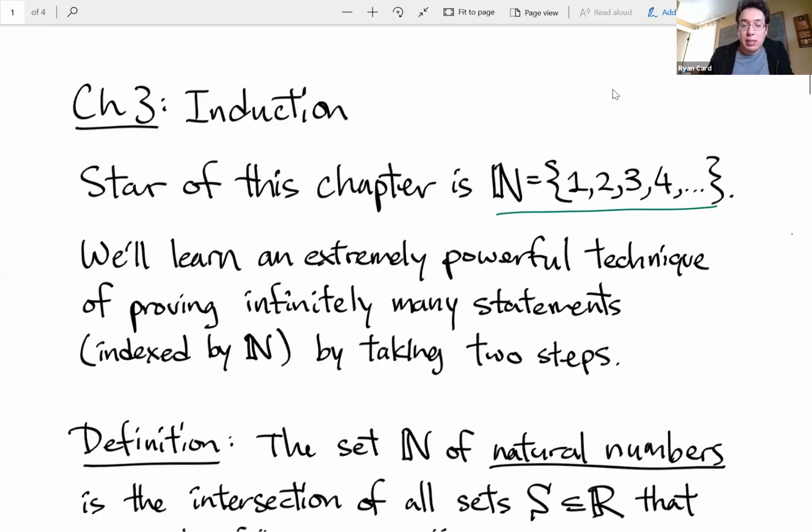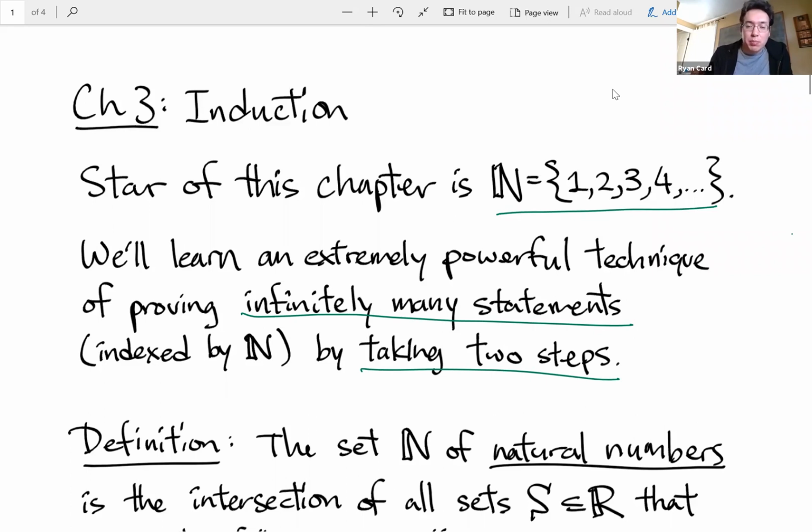It is very easy to modify the idea of induction so it starts from 0 or any other number like 7 or whatever. So what is induction? It's an extremely powerful proving technique where you can prove infinitely many statements by doing two things. Right?